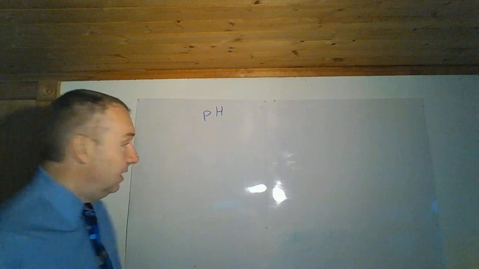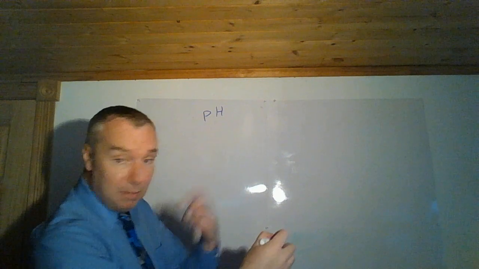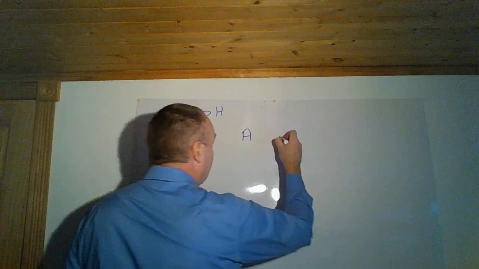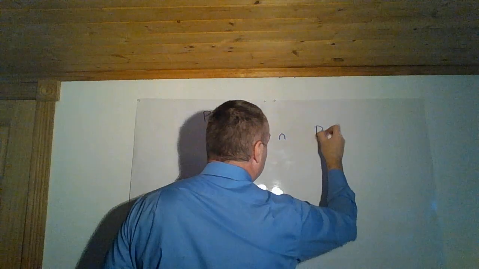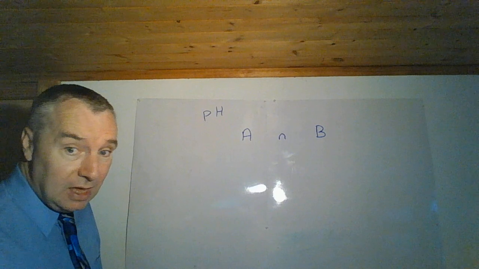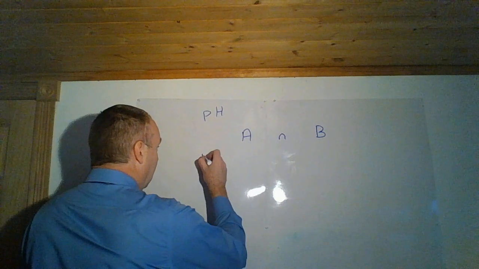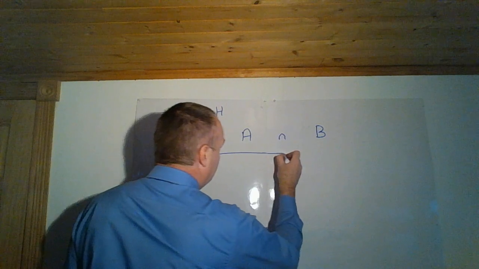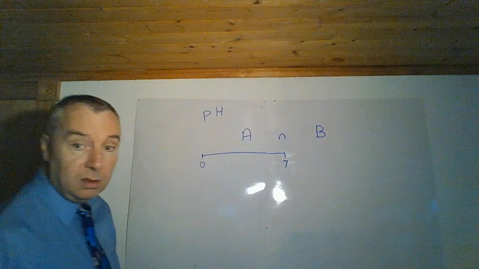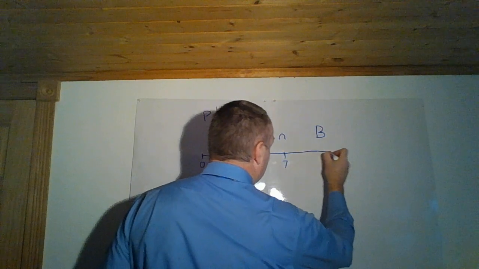I always use this as an idea that helps me remember which is the lower one. A, N, B. So A stands for acid, and it is between 0 and 7 on the pH scale.